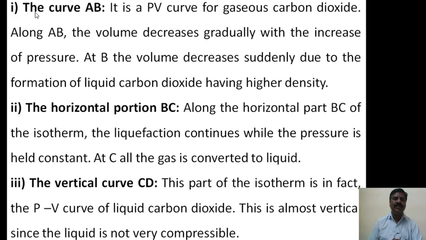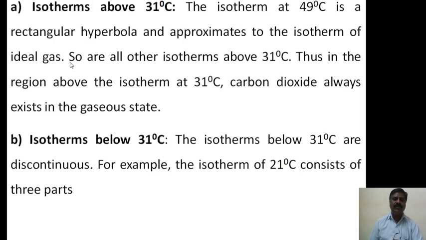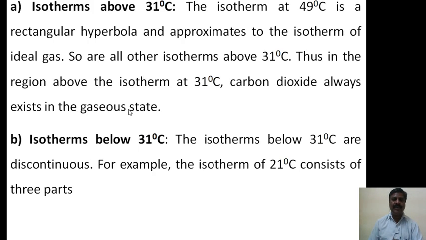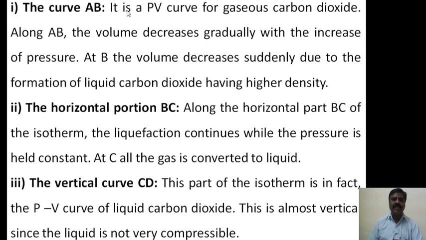At first, the curve AB. It is the PV curve for the gaseous carbon dioxide. Along AB, the volume decreases gradually with the increase in pressure. The volume decreases gradually, and then suddenly it is liquefied and remains constant. That can be explained here. Therefore, we say that it is the PV curve of gaseous carbon dioxide. Along AB, the volume decreases gradually with increase of pressure.